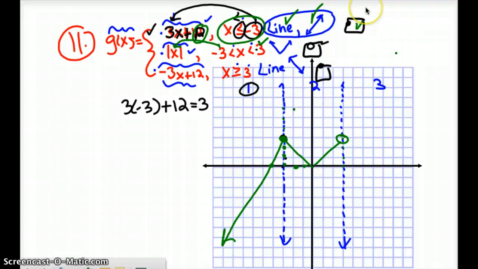And now for my last fence over here, my last piece, I've got a graph, negative 3x plus 12. Well, again, I plug that boundary in. I do negative 3 times 3, which would be negative 9 plus 12. And I get a 3.